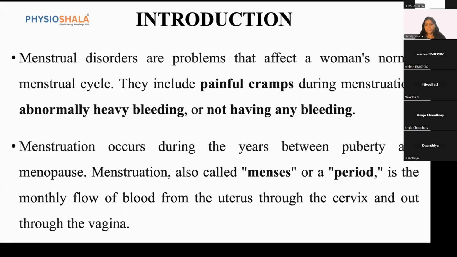The menstrual disorders mean any painful cramp during the menses, or any abnormal heavy bleeding, or the woman may not get any bleeding at all. Menstruation occurs between puberty and menopause. Menstruation is also known as menses or period.